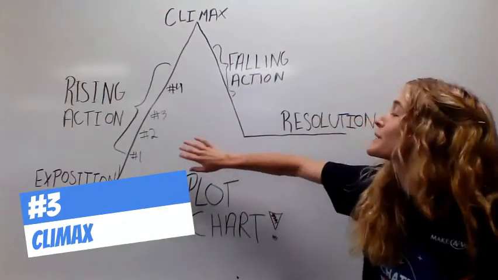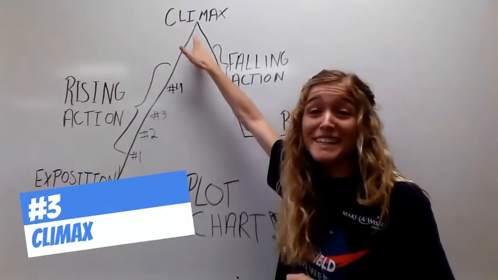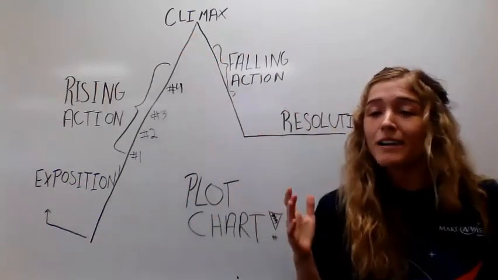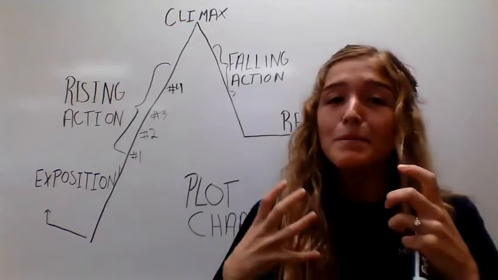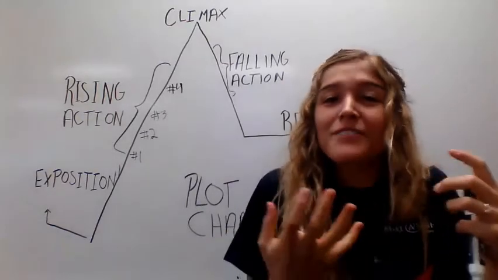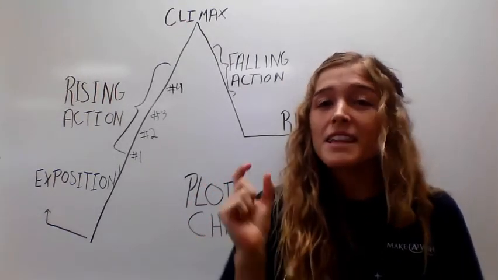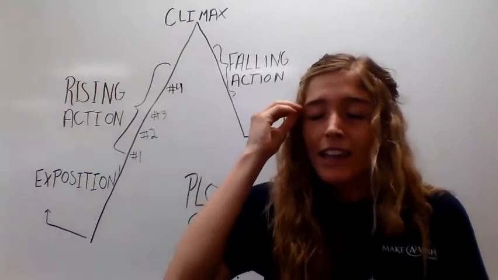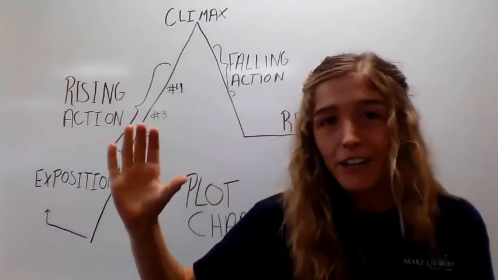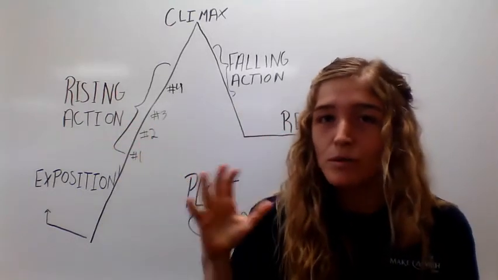All right, so we're building and building and building, and we've made it to the climax. This part of the story is the highest level of conflict. It might be a very tense moment. It might be a very emotional moment. And think about this as you go into your next assignment. Think about the fact that the character is going to change after this moment of conflict.